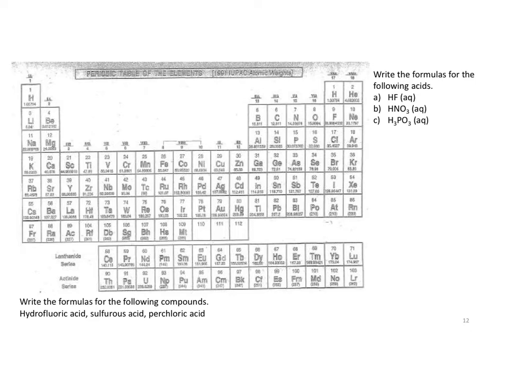Write the formulas for the following acids. Okay, when you see acid, you're going to see it starts with a hydrogen. And we'll talk more about acids later on in the semester. So you should get familiar with your strong acids. It's table 3.10. And at some point this semester you'll have to memorize them.